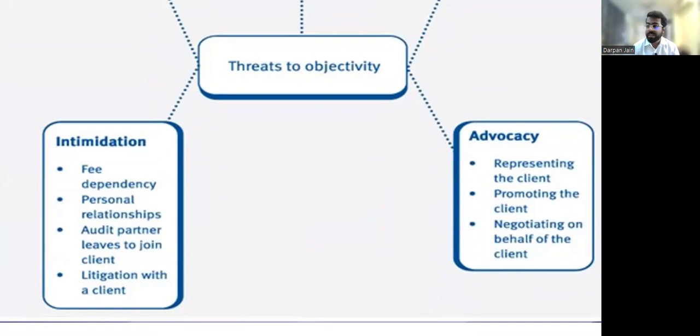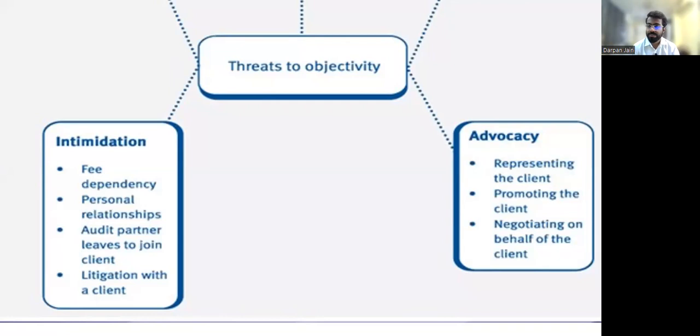So when can intimidation threat happen? When can you be scared of that client? If you're scared of that client, then you're being influenced, right? You're not being independent. If you're scared of that client, then you are being influenced by that client. You're probably agreeing to whatever management is saying. If you're being intimidated, see the examples.